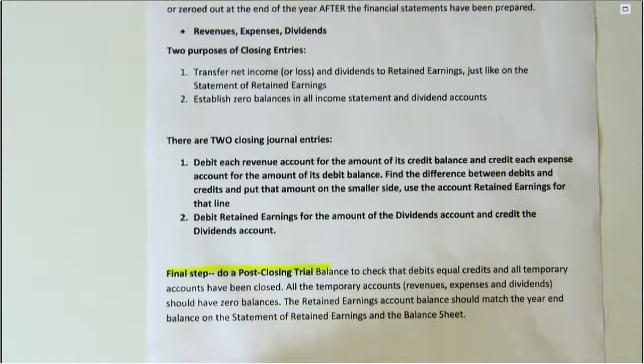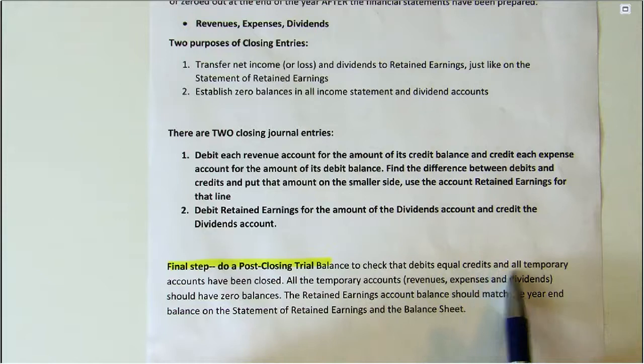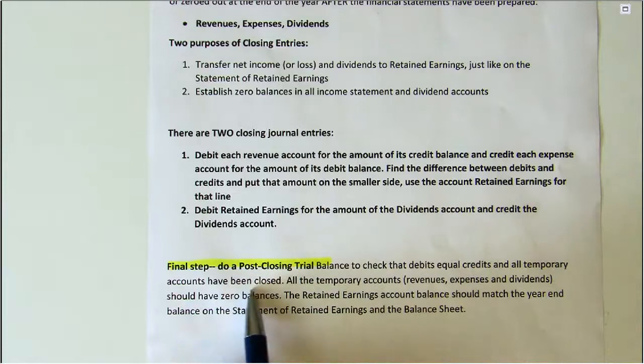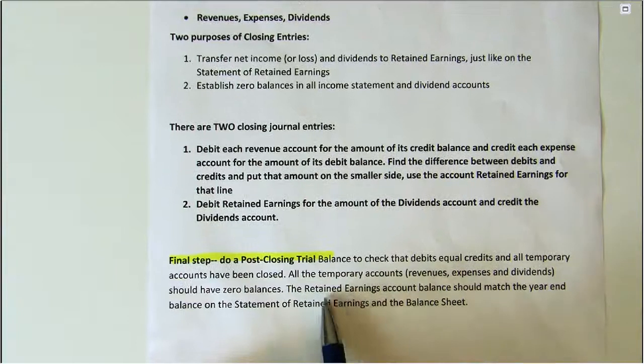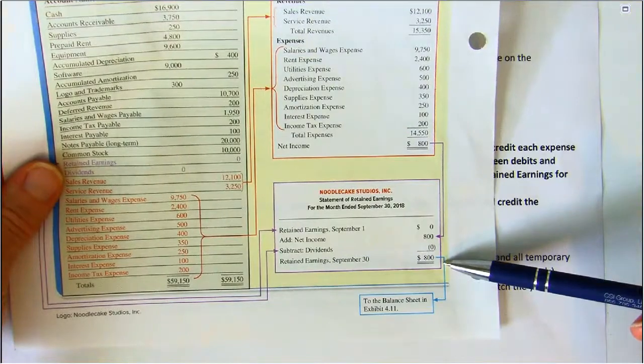The very last step in our accounting year is to do a post-closing, that means after closing, trial balance to check that all the debits equal credits and that all the temporary accounts have been closed. Remember, the temporary accounts are the revenues, expenses, and dividends. At that point, they should all have 0 balances. And we also want to check to make sure that the retained earnings account balance matches the ending balance on the statement of retained earnings. That only happens at year end.